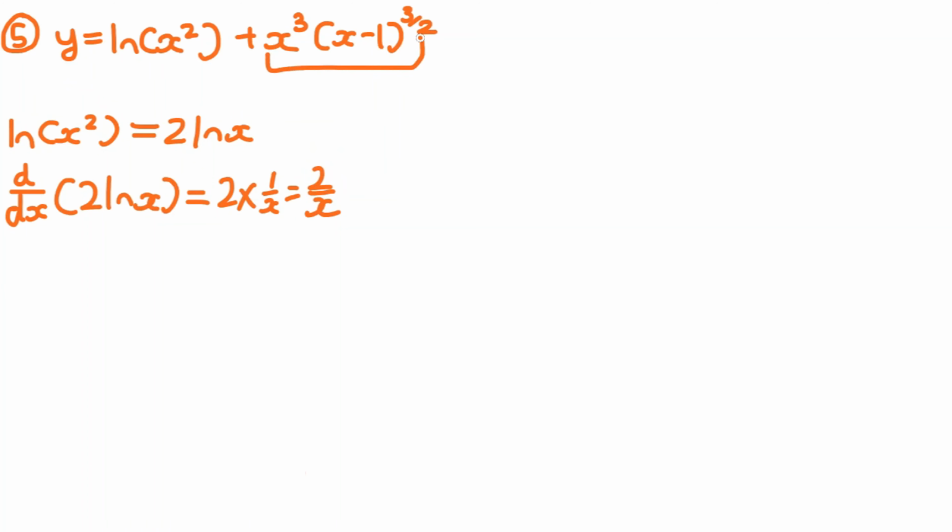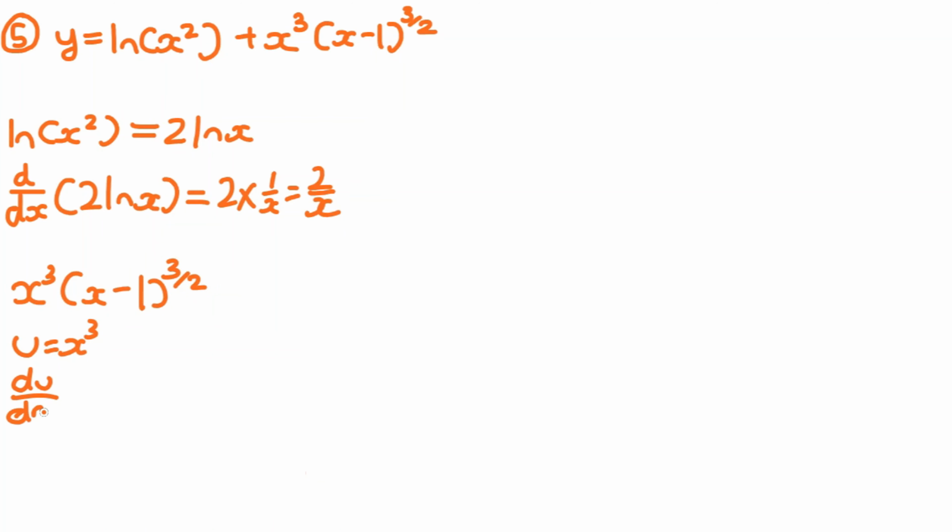And then let's focus on the next term, which is the x to the power of 3 multiplied by x minus 1 to the power of 3 over 2. So we need to use the product rule. So we'll say that u is the x to the power of 3, so therefore du over dx is going to be 3x squared. So then v is going to be the x minus 1 to the power of 3 over 2.